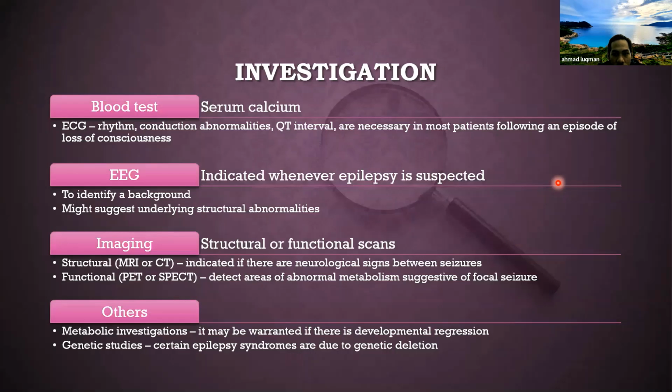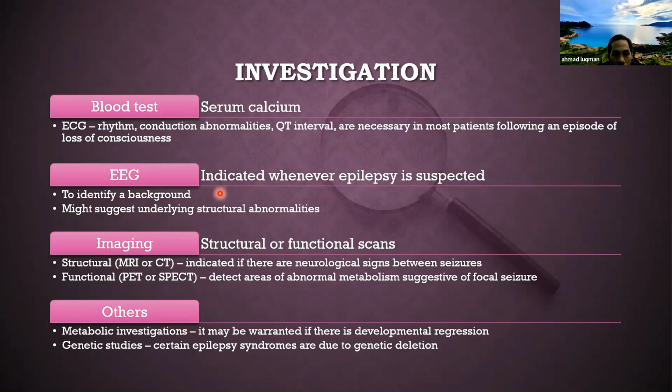So how to investigate epilepsy? First, we must do the routine blood test to recognize the etiology of the seizure, to identify the infection, allergy, or any abnormalities, and to prescribe any anti-epileptic drug if necessary. An ECG might be done in most patients following an episode of loss of consciousness to check whether the patient has any heart condition.